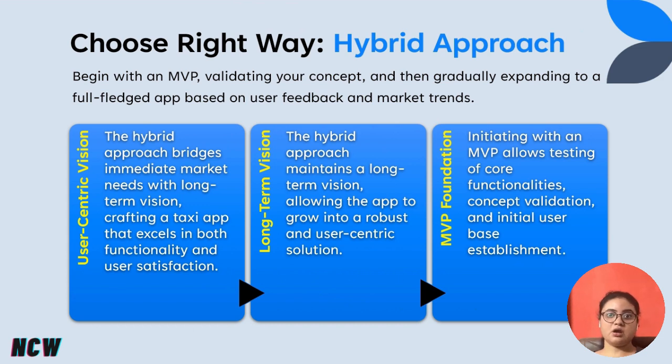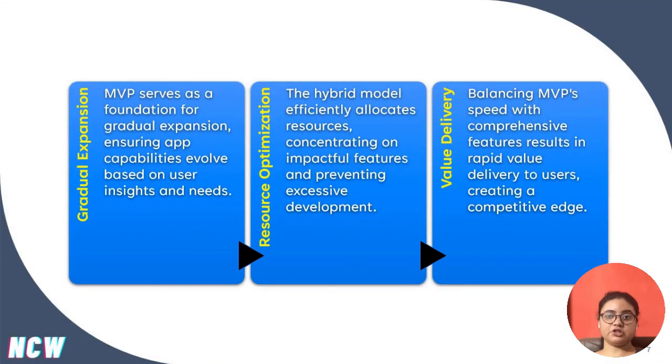The long-term vision is also kept in mind, which maintains the app's growth and robust architecture. The MVP foundation allows users to test the core functionalities, concept validation, and initial user base establishment. Gradual expansion also serves as the app's capabilities evolve with user insights and needs over time. The correct resource optimization is an essential benefit that efficiently allocates resources, concentrating on impactful features and preventing excessive development.